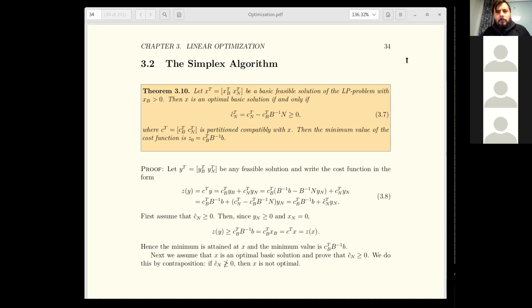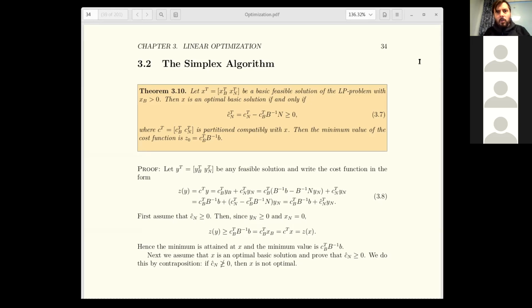So firstly, we have that C transpose X. This is not yet visible, but I'll try to make sure that it's visible once I've written it, is equal to CB transpose times XB plus CN transpose times XN. Okay, so we have this situation here.